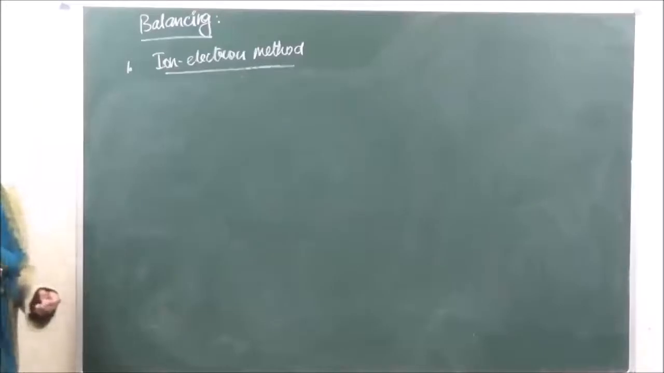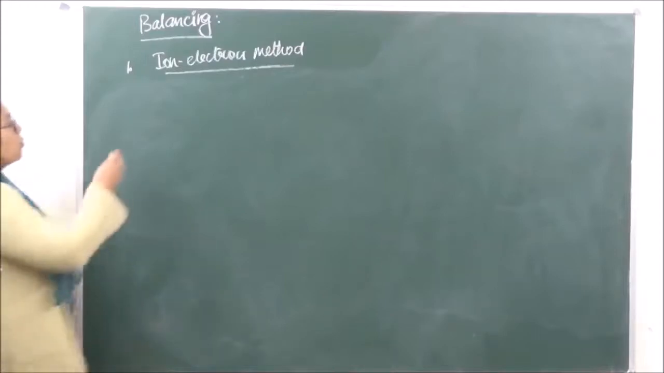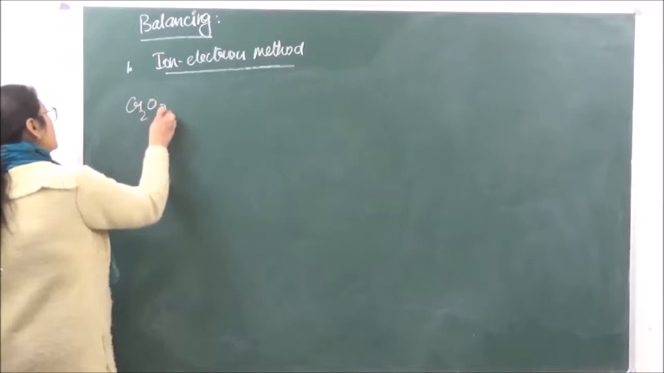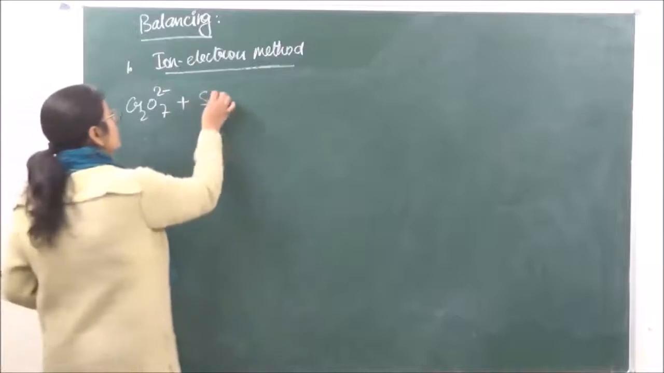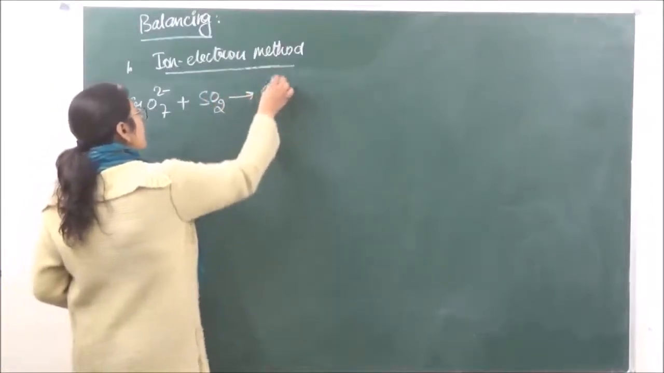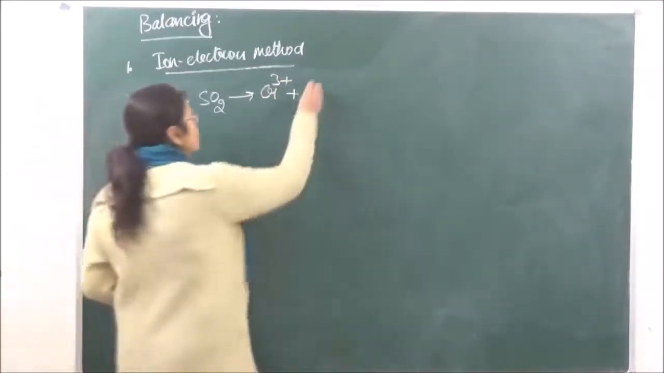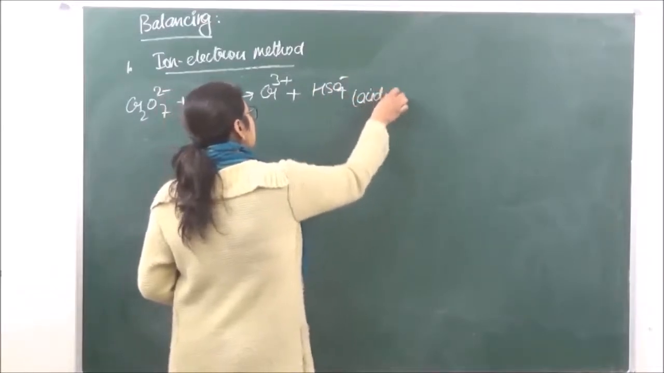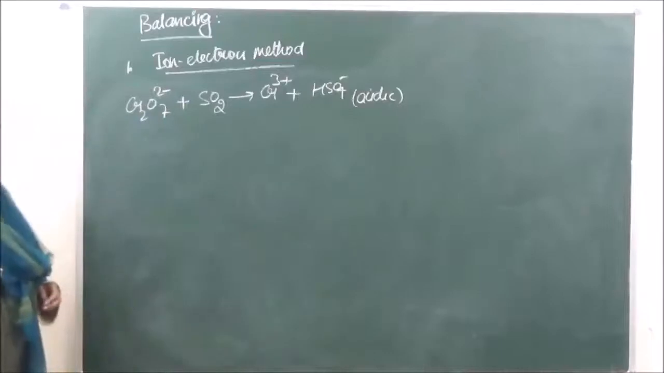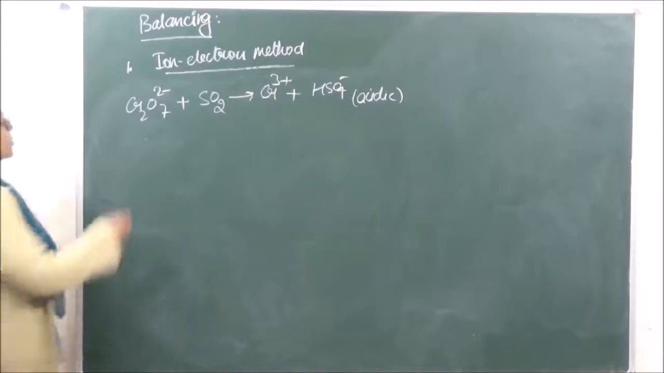The next reaction which we have over here, we are taking a little difficult reaction which we are going to consider now. We have Cr2O7 2 negative plus SO2 to give Cr3 positive plus HSO4 negative. Again, this is the reaction in acidic medium. Okay, so let's first take both the half reactions.